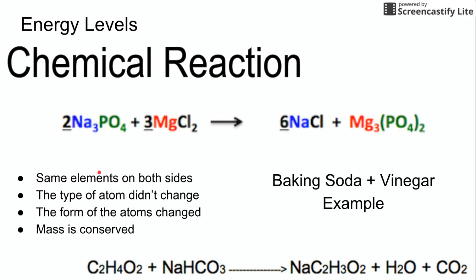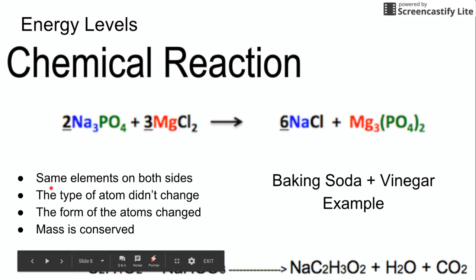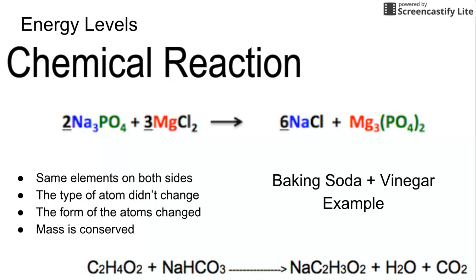A good example of this is baking soda and vinegar. During this reaction, we start off with two compounds. And after undergoing the process, we have different compounds, but they're still the same elements.